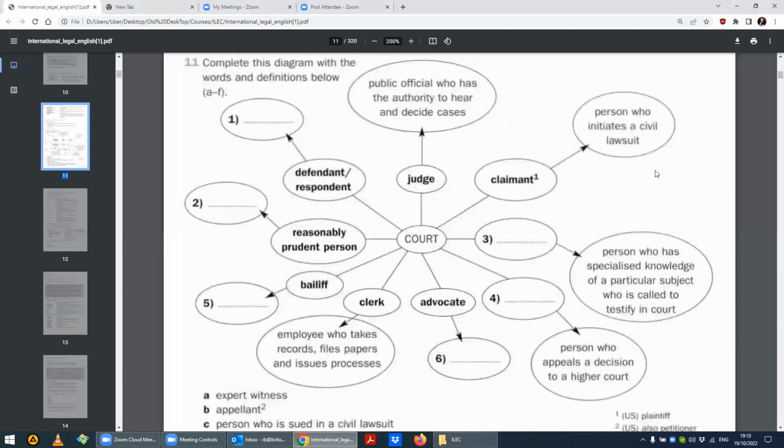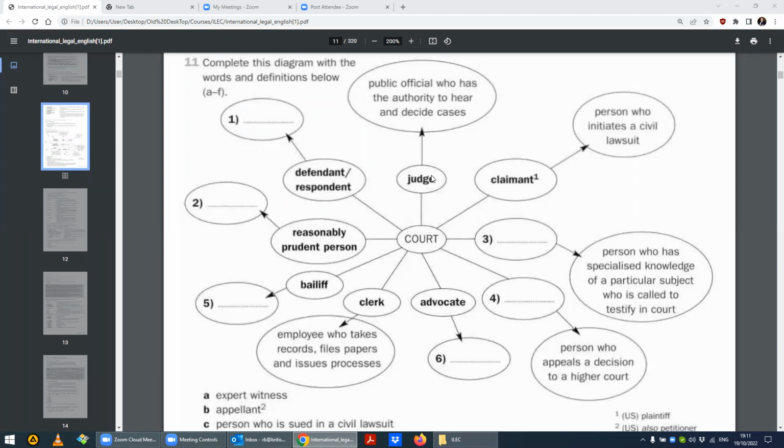Now here is an organogram. Great. Right. In the middle is the word court. In the middle ring are the names or titles of people you're going to meet at court. The judge, you can understand what a judge does. In the outer ring is a little balloon with a definition of what this person does. So judge, we all know what a judge is. A judge is a public official who has the authority to hear and decide cases.